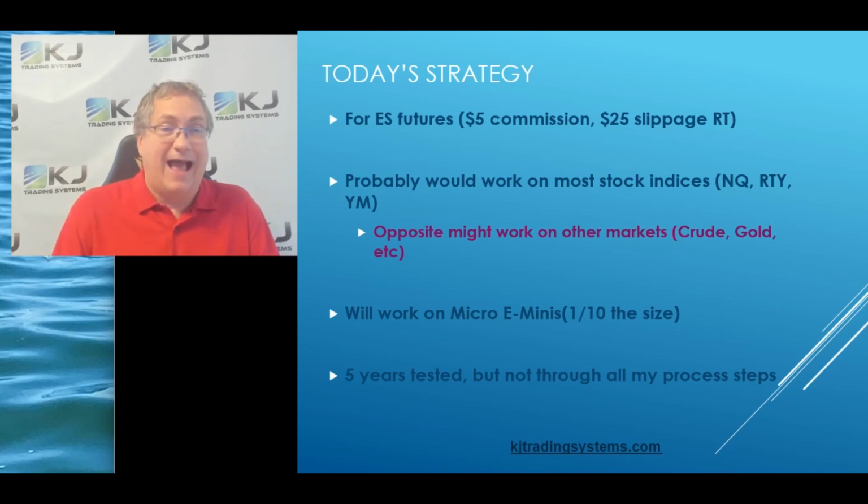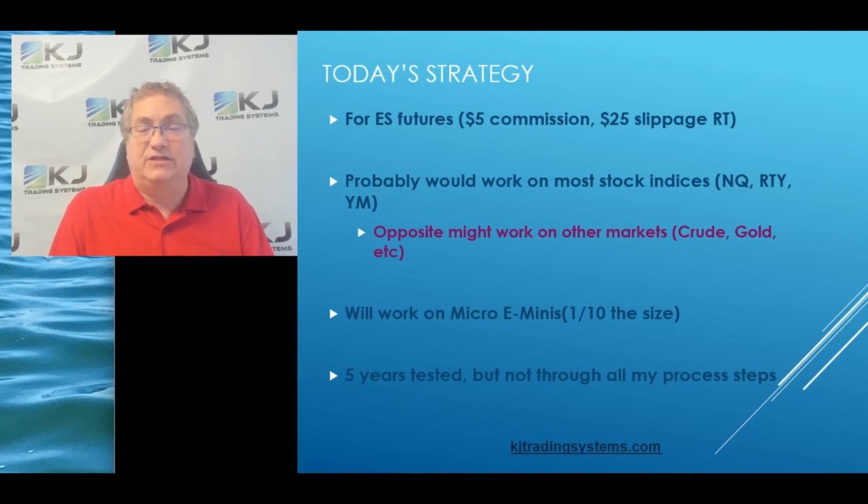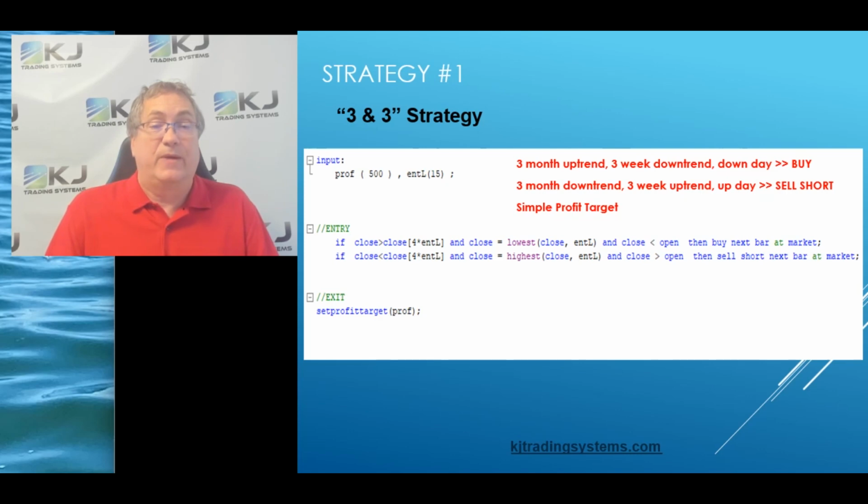And for this test, I just tested 5 years. So, this isn't what I would call a fully complete vetted strategy through my process, but it's got some good stuff in it. And I call it the 3 and 3 strategy. And what it does is it looks for a 3-month uptrend and then a 3-week downtrend. So that's the 3 and 3. And then when it finds a down day after that 3-month uptrend with the 3-week downtrend, it buys, does the exact opposite to sell short, just has a profit target to get out.